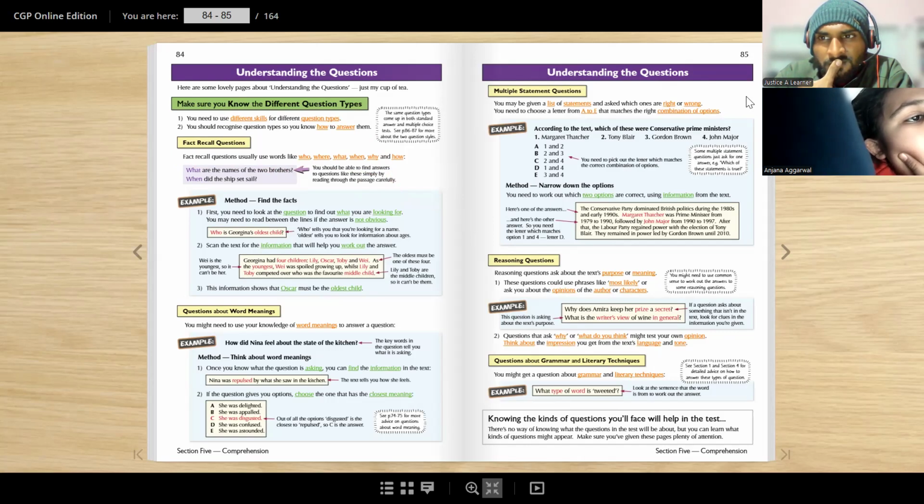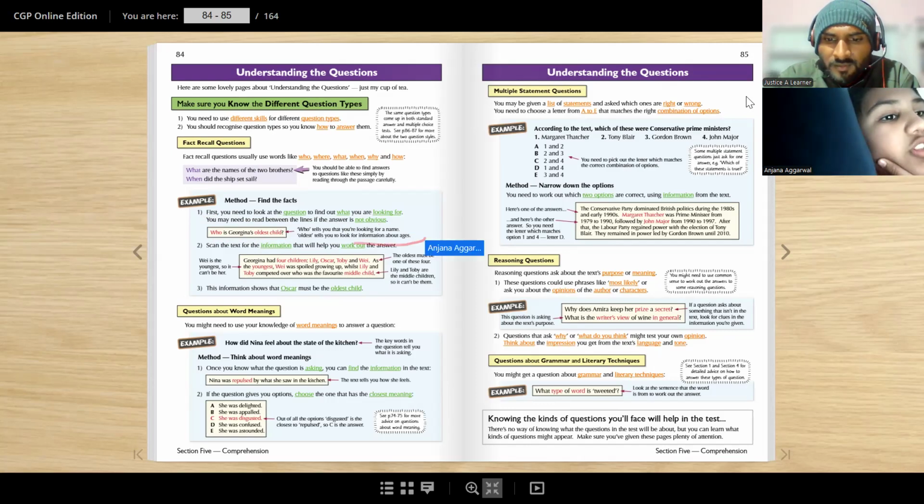First, you need to find the facts. So, first, you need to look at the question to find out what you are looking for. You may need to read between the lines if the answer is not obvious. Who is Georgina's oldest child? Who tells you that you're looking for a name. Oldest tells you to look for information about ages. Scan the text for the information that will help you work out the answers.